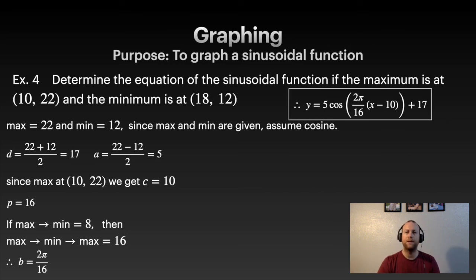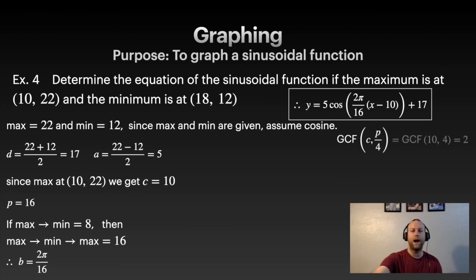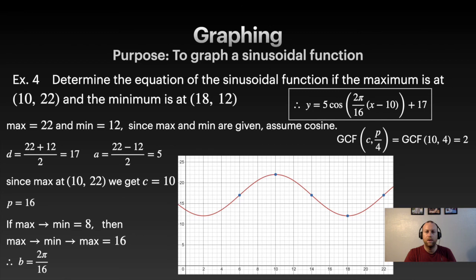So therefore, here is your equation. y equals 5 cos of 2 pi over 16, x minus 10, all plus 17. So this is the equation that we were to find, and I graphed it here. You didn't have to graph it, but I wanted to show that if you look at our points, I have a maximum at (10, 22) and a minimum at (18, 12). That's not what I was looking for, it was just the equation, but I wanted to prove to you that that is actually the correct answer.